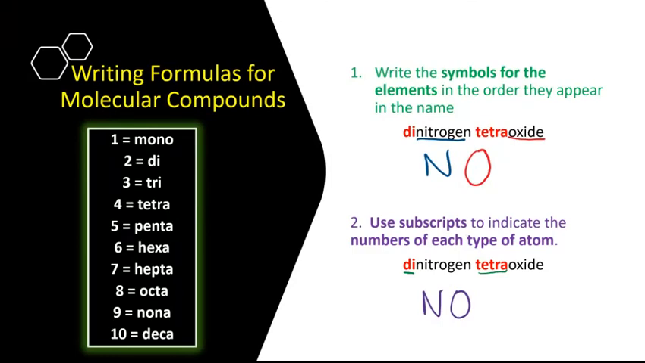Now, di means 2. These are the subscripts on the left that you need to memorize for molecular compounds. So there are 2 nitrogens. Let's put 2 here.